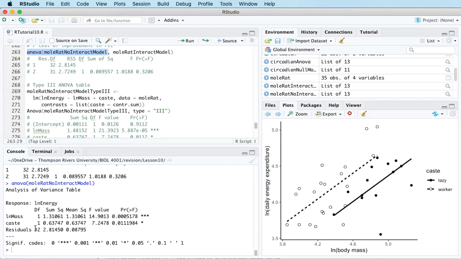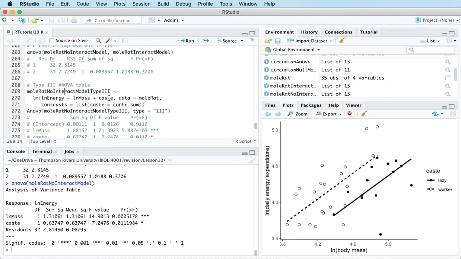What we want to do is to find out whether there is a linear relationship between log daily energy expenditure and log body mass when we fix the other predictor, when the other predictor is already accounted for. And then similarly, we want to do a test of whether there's a linear relationship between log daily energy expenditure and cast when we fix the log body mass. And to do that, we need to calculate what's called a type 3 ANOVA table.